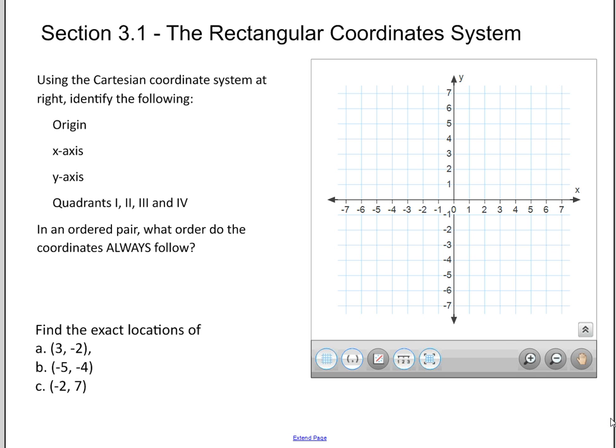Welcome to our discussion about section 3.1 on the rectangular coordinate system. I'm pretty sure that anybody who's gone through an algebra class at one point is familiar with this system, but it is worth our time to go back and just review some of the definitions to make sure that we understand what's going on. So let's run through this entire system and just get an idea of what's going on here. Let's talk about this Cartesian coordinate system here at the right.